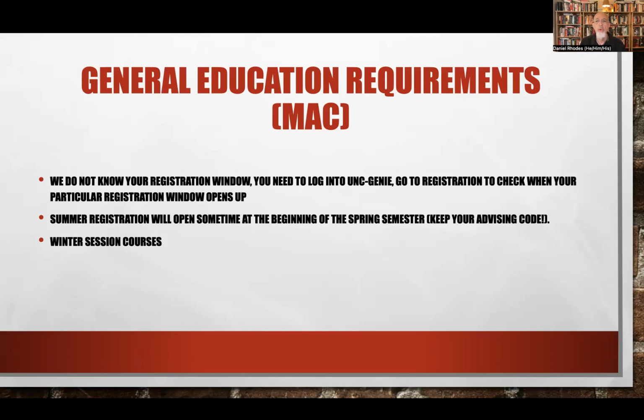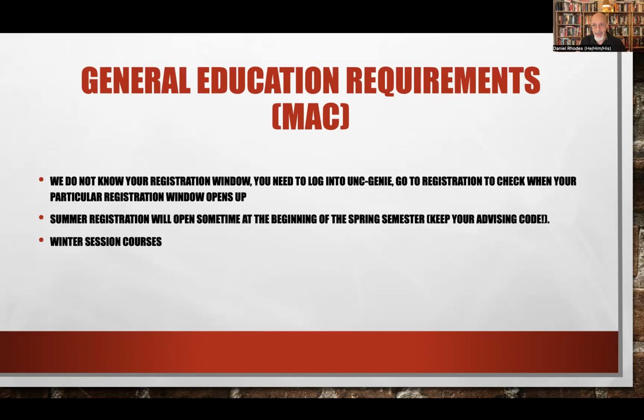So just to let you know, we do not know when your registration window opens up. Once again, this is a question I get often from a lot of students. You will need to log into UNC Genie, go to registration, and check when your particular registration window opens up. This should also probably be in Schedule Hero. I do not know when your particular registration window opens up.